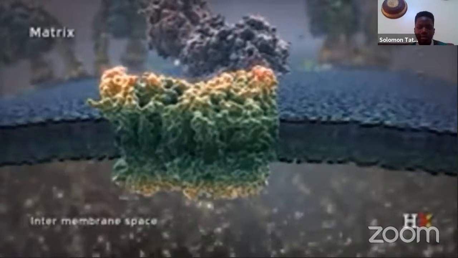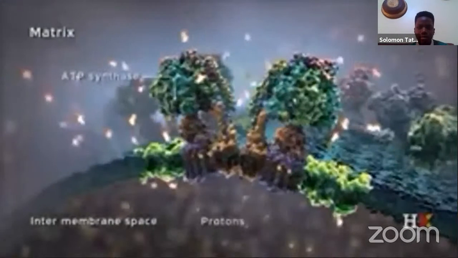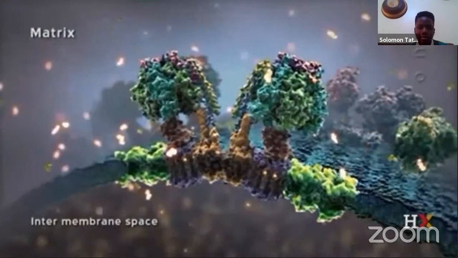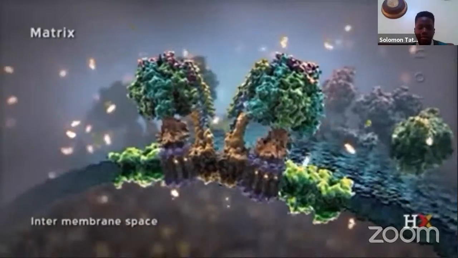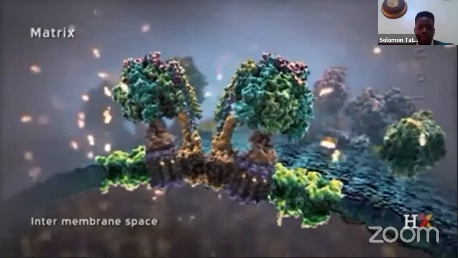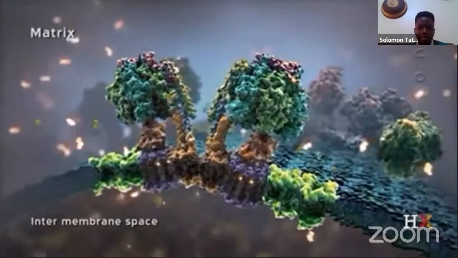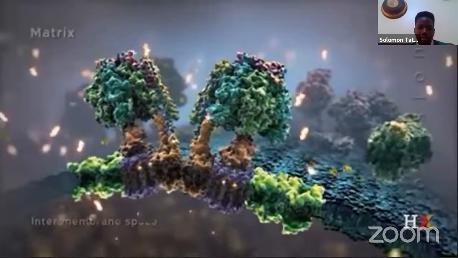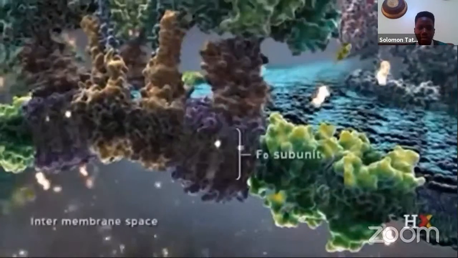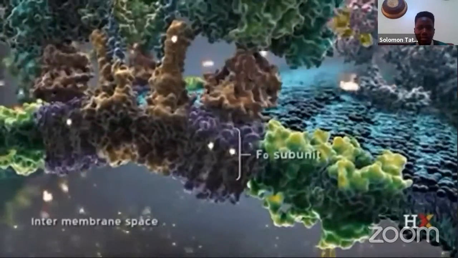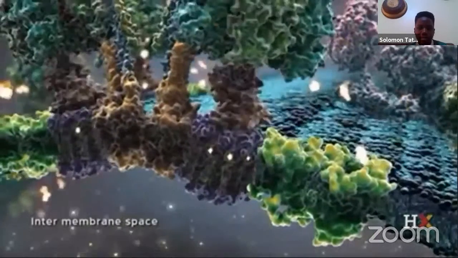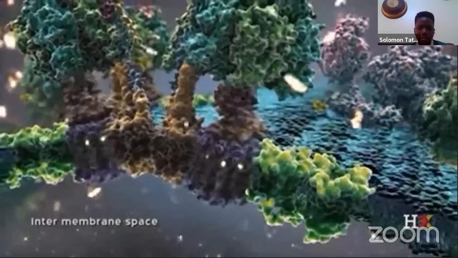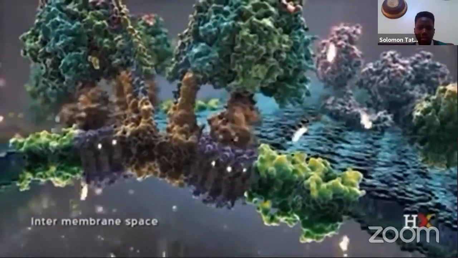Electron transport in complexes 2, 3, and 4 is coupled with the pumping of protons from the matrix to the intermembrane space. The resulting electrochemical gradient across the inner membrane is called the proton motive force. Protons flow back into the matrix through a component of the ATP synthase called F0. The membrane-embedded ring structure of F0 binds protons in the intermembrane space and releases them on the other side of the inner membrane into the matrix.